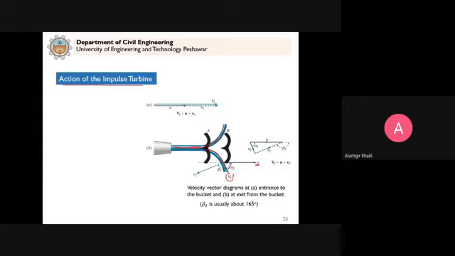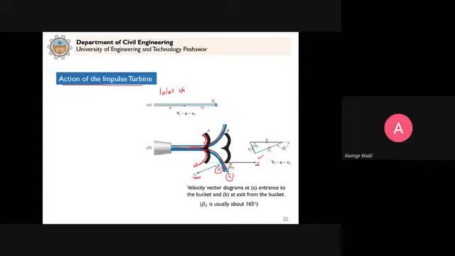And because the water flows over these buckets, this is the relative path. So this relative path is denoted by the relative velocity. You see here. And this relative velocity makes an angle of beta 2 with u. Because the jet of water enters like this, the inlet velocity diagram is like this. This is the inlet velocity diagram.